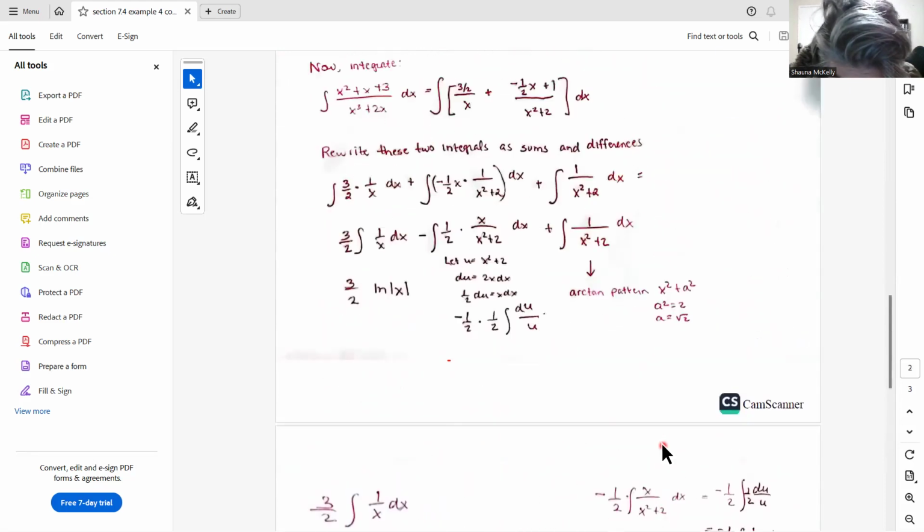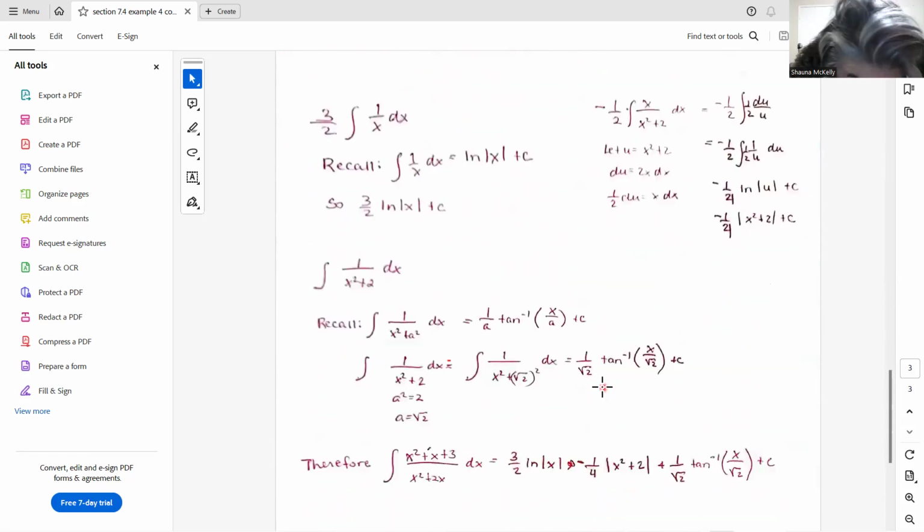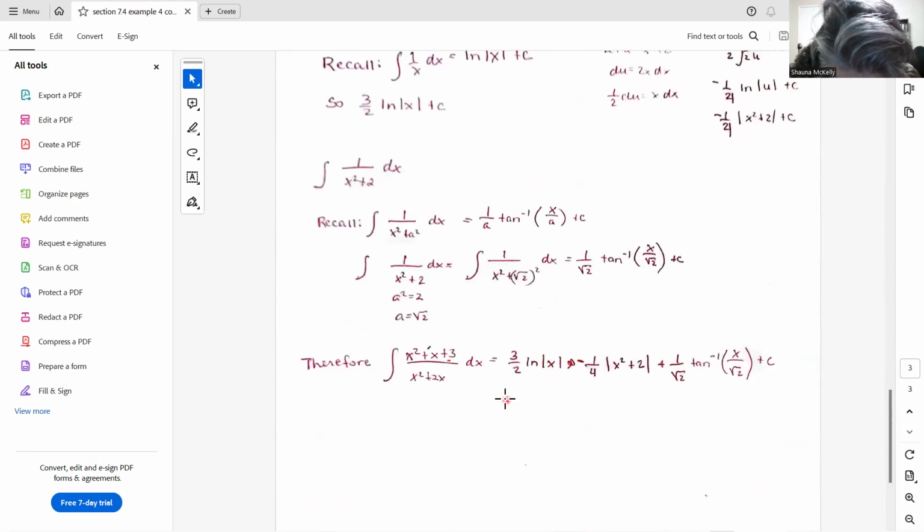So if we come back here, these are the 3 integrals that we broke apart, okay? And we now have this integral that we started with is 3/2 the natural log absolute value of x minus 1/4 times the natural log of the absolute value of x squared plus 2 plus 1 over radical 2 times the tangent inverse of x over rad 2 plus a constant.